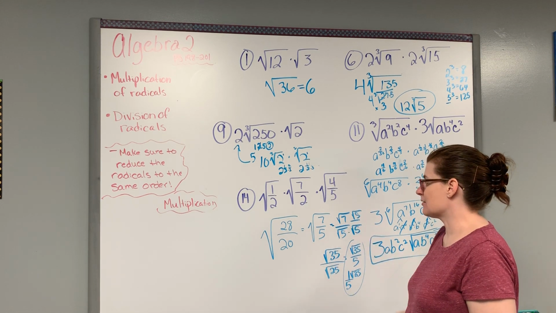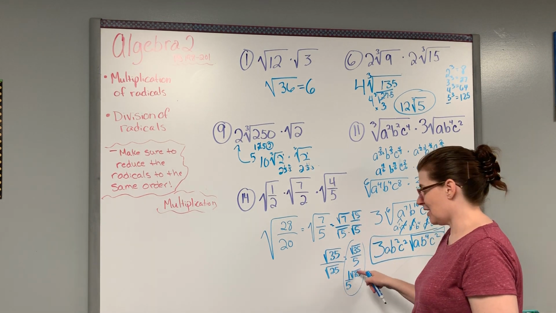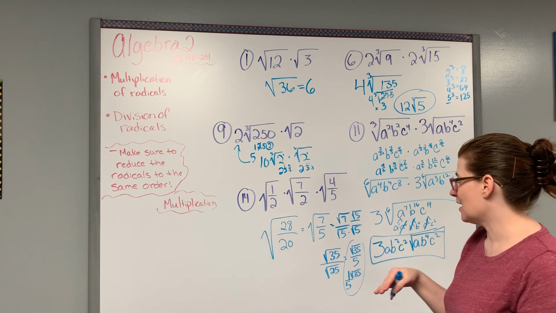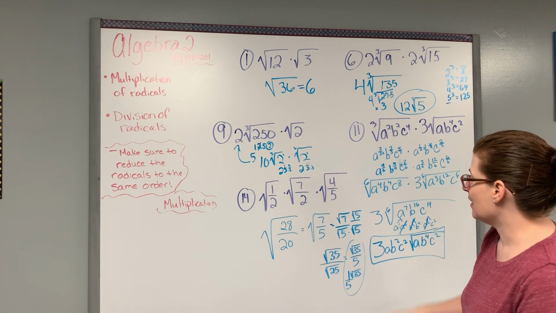35, 7, and 5 are prime, so it's not going to reduce. It's okay to have a radical in the top. It's not okay to have it in the bottom. Okay? All right, I'm going to clear this off.